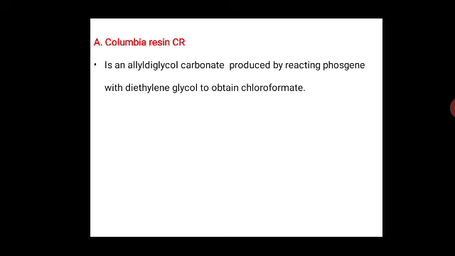The Columbia resin is an allyl diglycol carbonate, which is produced by reacting phosgene with diethylene glycol to obtain a chloroformate, which is then esterified with alcohol to yield a monomer. The monomer is then polymerized by heating in the presence of a catalyst, which includes benzoyl peroxide, and the resultant sheet is a crystal clear product.